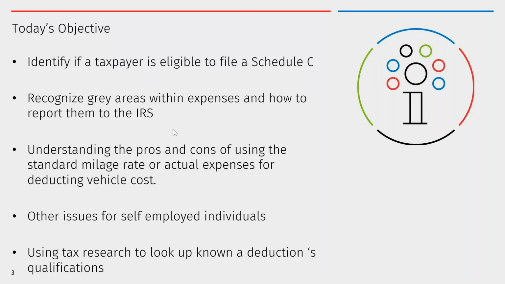Then we'll have two smaller items that we're going to go over towards the end, where we'll talk about some of the issues for self-employed individuals if they're filing a Schedule C. Most certainly they are self-employed, right? And with a lot of the people that I work with, their Schedule C is just one of the many gigs or many jobs that they have, right? And sometimes there can be overlap between different businesses, different side gigs, and we'll talk about some of those issues. Then lastly, we're going to talk about some tax research tools that we have in order to look up some of these deductions.